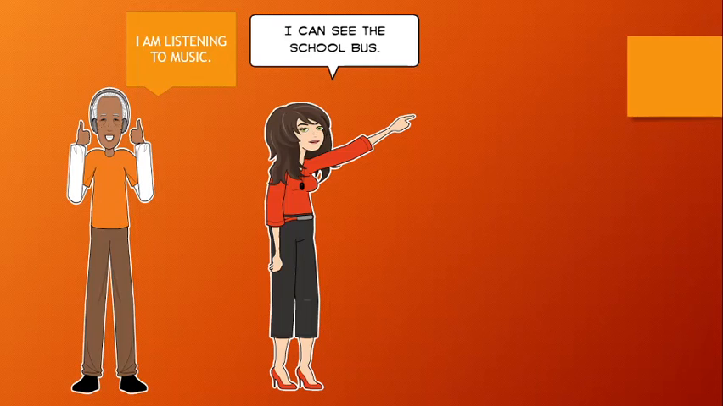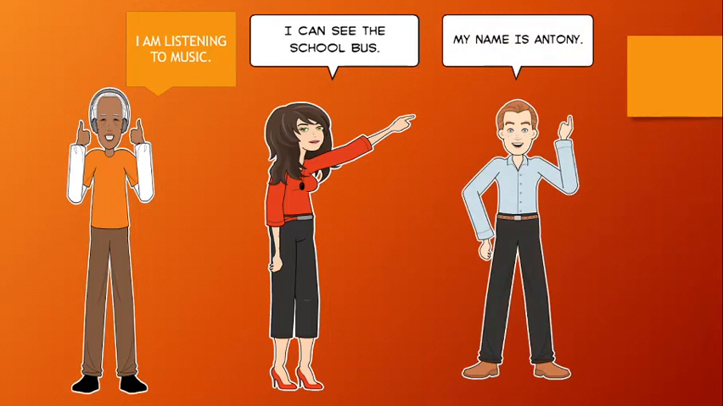Right. Let's have another. This man, he simply says, my name is Anthony. He is perhaps introducing himself to us, but the fact remains he addresses us directly. We hear him speaking to us directly. So all these sentences, I am listening to music, I can see the school bus, my name is Anthony, spoken by the respective person, all these sentences are direct speech. And to clarify the point further, let's have a few more sets.